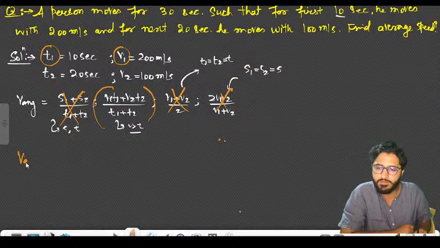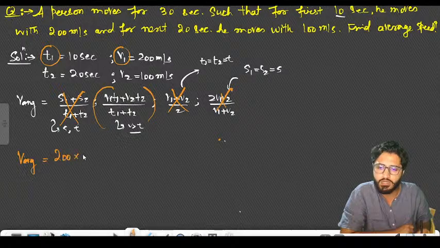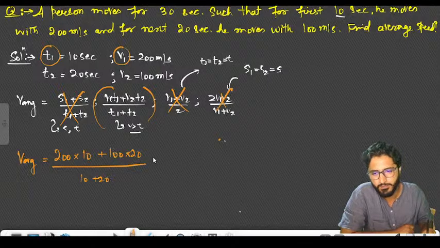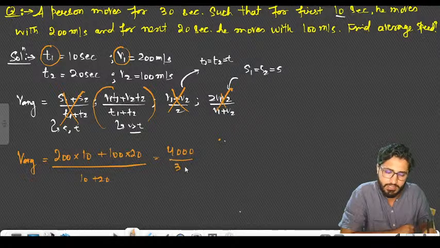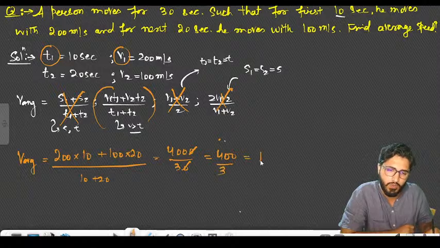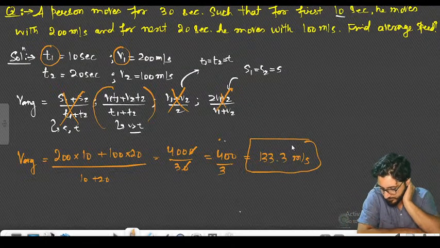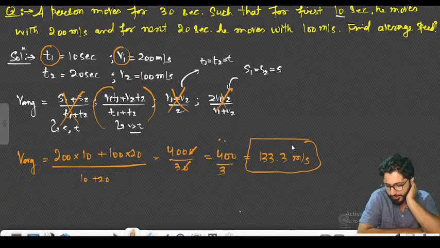So I can write V average equals V1, which is 200, T1 is 10 seconds, V2 is 100, T2 is 20 seconds, whole divided by T1 which is 10 plus T2 which is 20. Done? It is 2000 plus 2000, that is 4000, divided by 30. Cancel out, it is 400 by 3. It would be 133.3 meters per second. Easy or super easy?